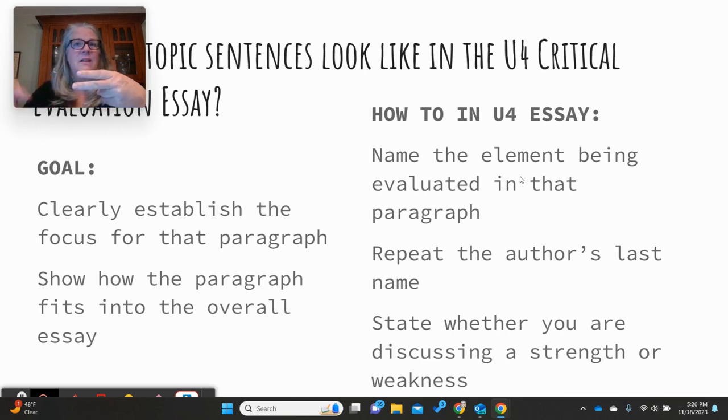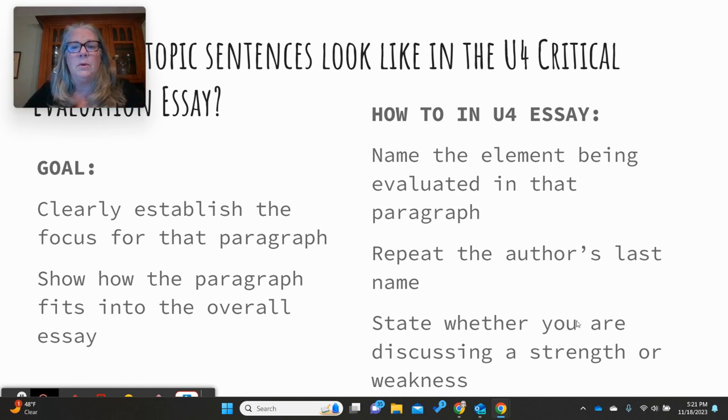You should always be repeating what the whole essay is about, and maybe mentioning the author's argument, because that's what your whole essay is about. And then you're going to have some language that has to do with whether you're talking about a strength or a weakness in the argument. Sometimes people use strength and weakness. Sometimes people use words like successful or unsuccessful, effective and ineffective. So some language like that that shows whether you are talking about this element that the author uses in their argument, whether it strengthens the argument or weakens the argument, or maybe something a little bit in between.